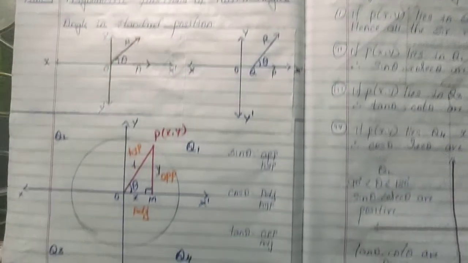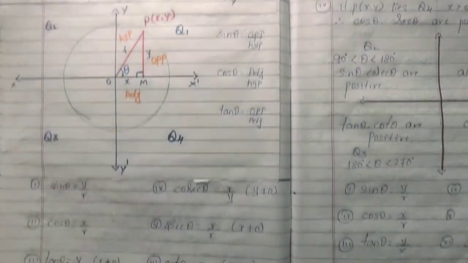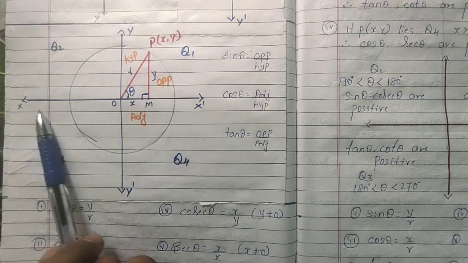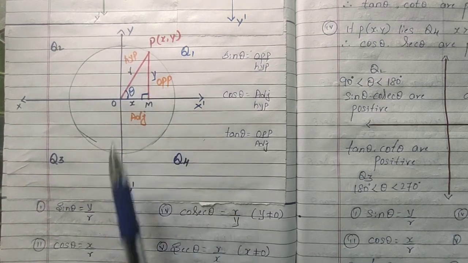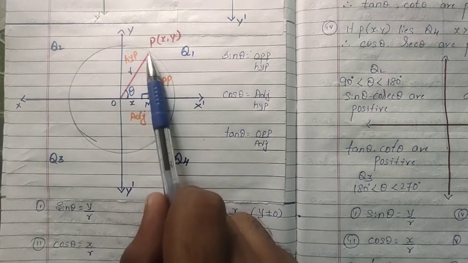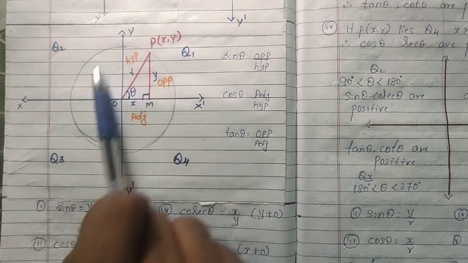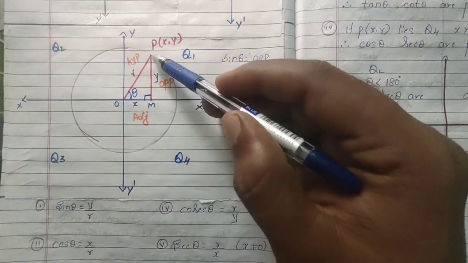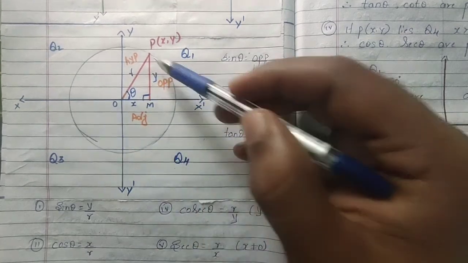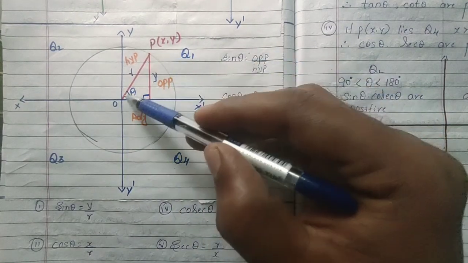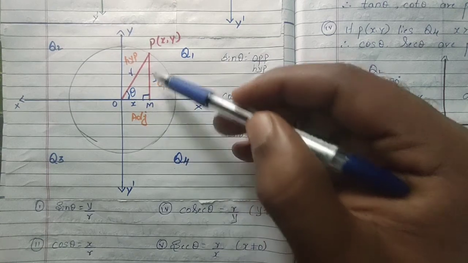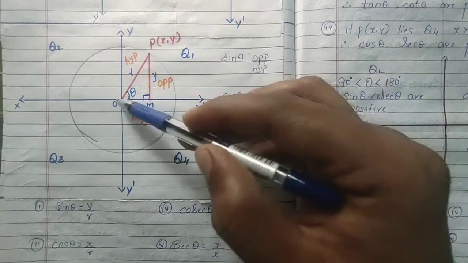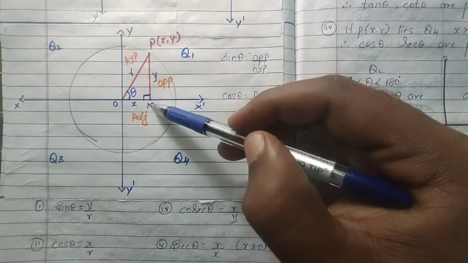After this, here I am taking x-axis, y-axis. At the origin with the radius OP, I am drawing one circle. Here I am taking a point P on the circumference of the circle. This OP is radius. Then I am drawing perpendicular from P to x-axis, that is PM.